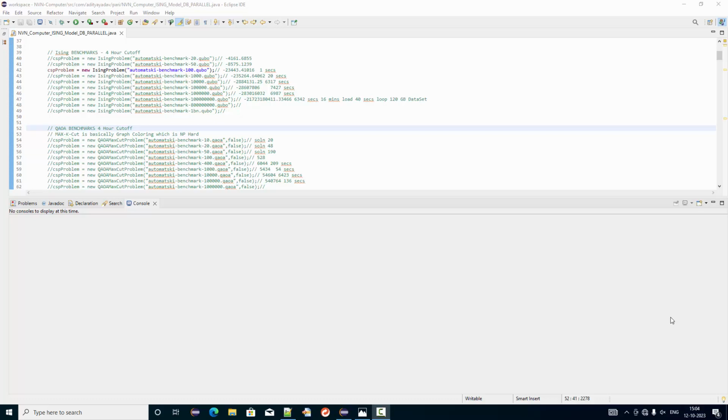Hi, my name is Aditya and I am the CEO of Automatski. Automatski makes the most powerful quantum simulators, annealers and computers in the world. Today I am going to demonstrate our quantum annealer to you and I will keep it extremely short.